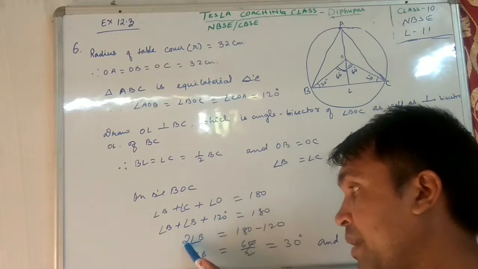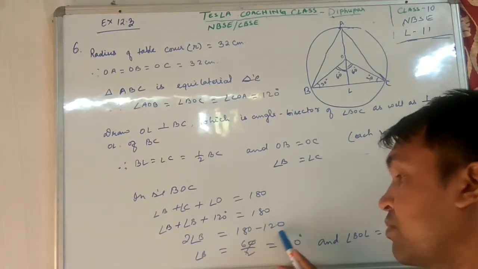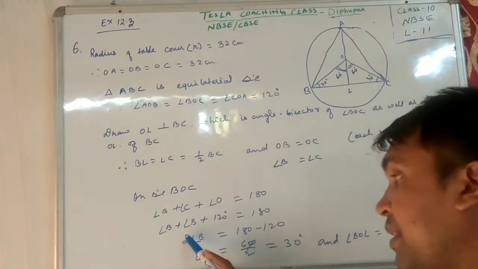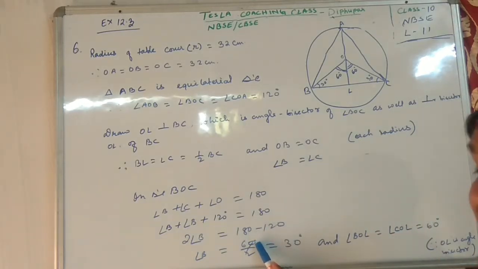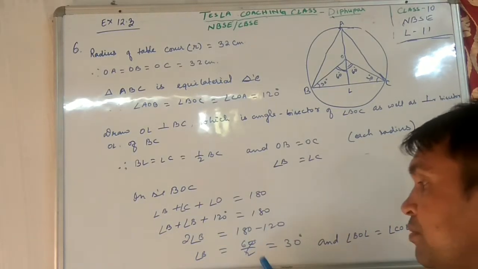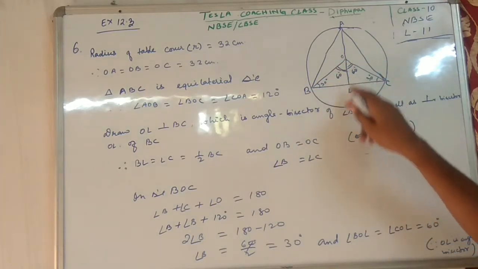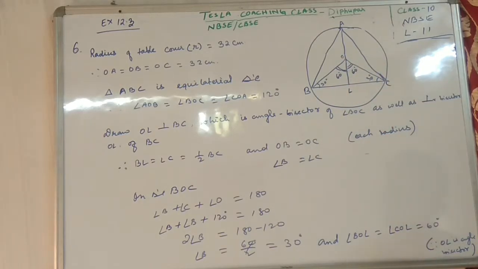If you combine these, it becomes 2B is equal to 180 minus 120, which comes to 60. And the 2 is multiplication, so if it comes to this side, we have to divide by 2. So 60 divided by 2, you will get 30 degrees. Angle B and angle C are 30 degrees, and angle BOL will be 60. Angle COL also will be 60, because OL is an angle bisector.